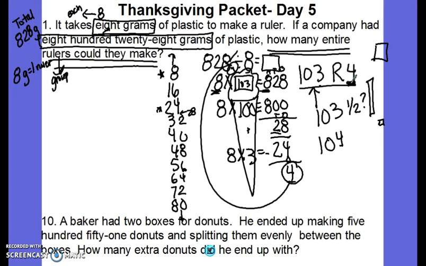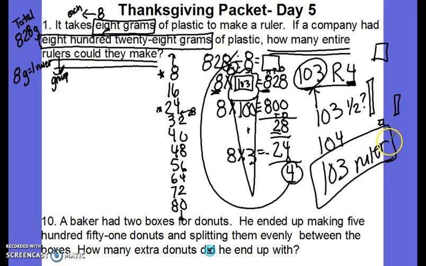So I know this piece is left over. That's not enough to make a full ruler, and nobody makes a half of a ruler. So I know that they only have enough to make 103 rulers. So 103 rulers would be my answer for number 1.